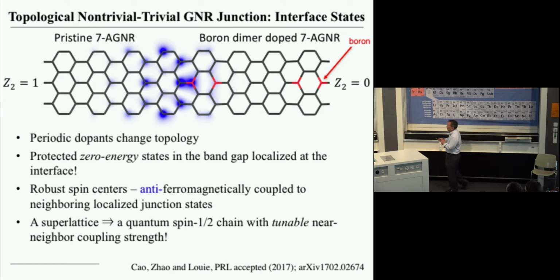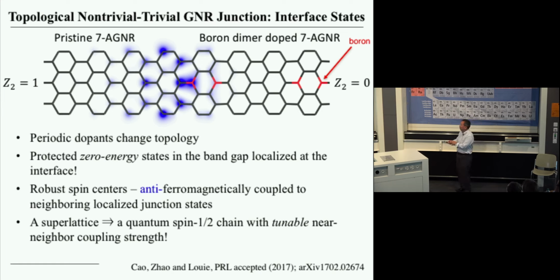It gives rise to zero mid-gap localized states. And what's more interesting is that these states are very robust spin centers, because the Coulomb U for adding another electron to that state is very large, in the order of half an electron volt. So they behave like spin centers. And if I have two junctions nearby, the states will couple antiferromagnetically with each other. So in principle, you could make a superlattice of this.